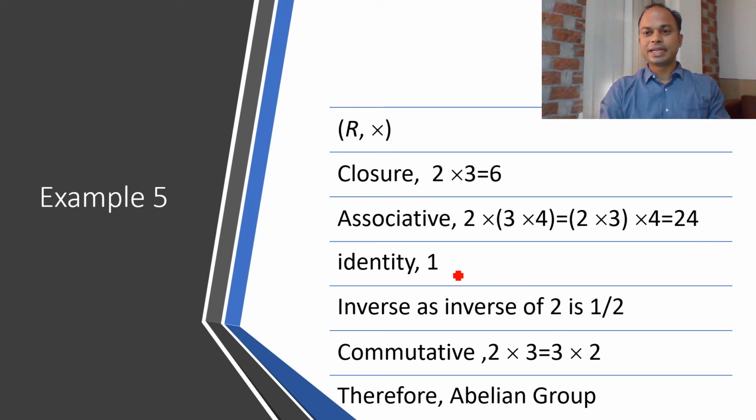If we talk about the identity, multiplicative identity is 1 and 1 is a real number. Therefore, identity property is satisfied. If we talk about the inverse, the inverse of 2 is, for example, 1 by 2, and 1 by 2 is a real number, therefore the inverse exists. Inverse property is true. When we talk about the commutative property, we can write 2 multiplied by 3 equals 3 multiplied by 2. This is also possible here. Therefore, R multiply is here an abelian group.